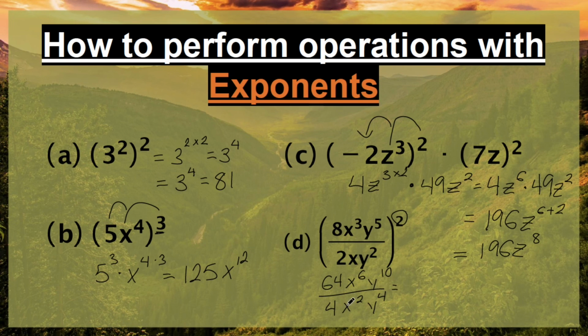64 divided by 4 is 16. And we have x to the power of 6 minus 2 times y to the power of 10 minus 4. And finally, this will be 16 times x to the power of 4 times y to the power of 6.